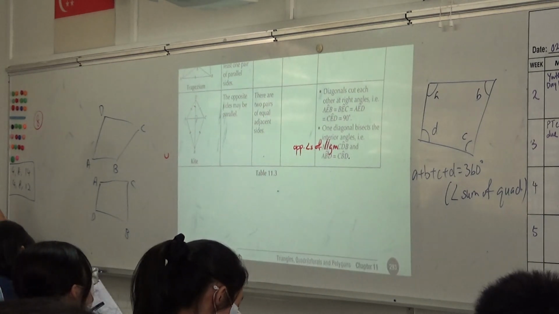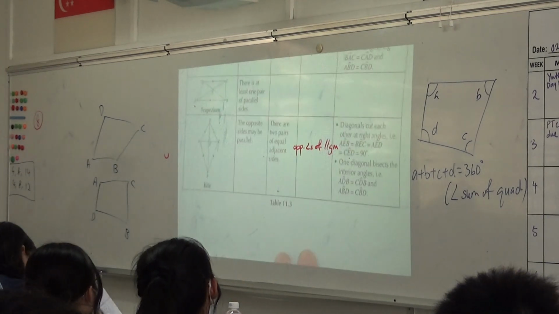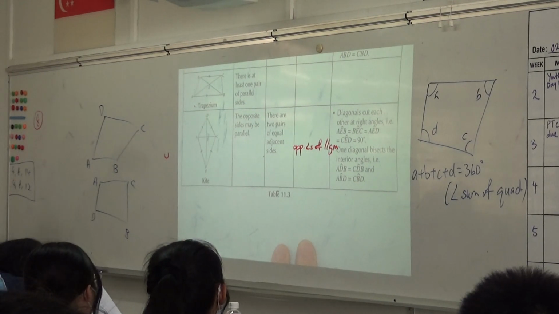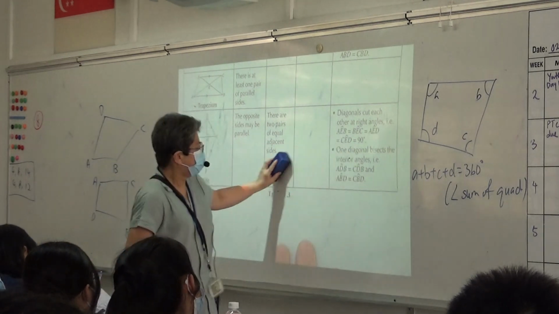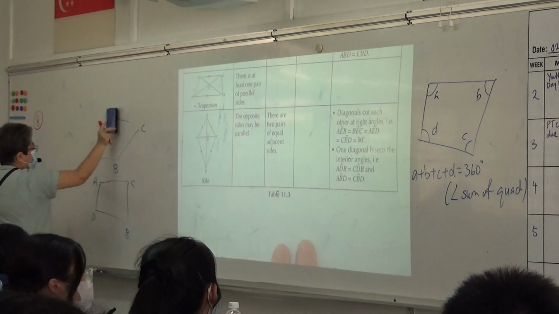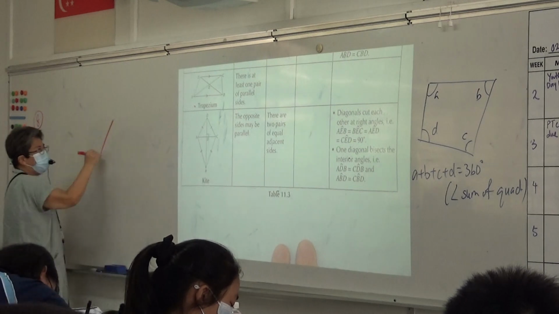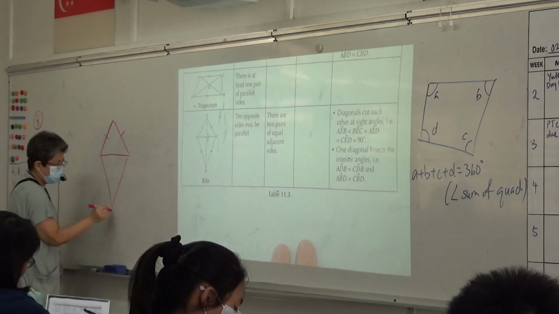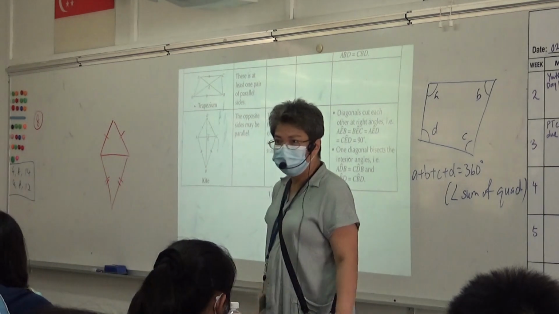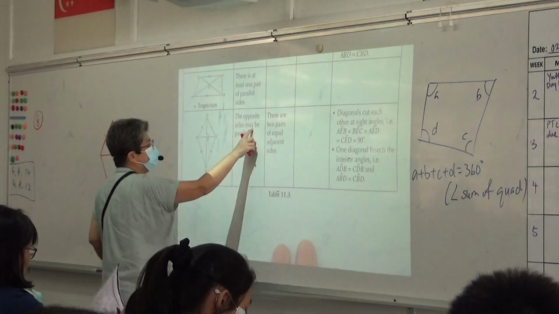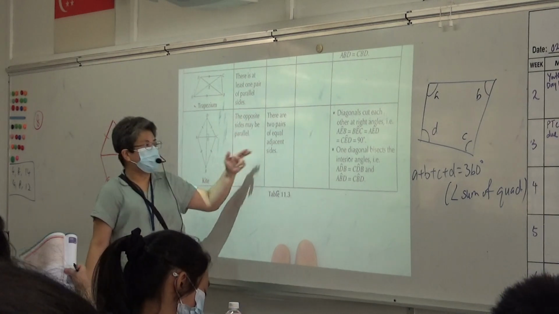It's called a kite. Now, all of you look. Wait, I freeze this so that it won't fly away. So, what do you mean by a kite? I know it looks like a kite, but some people who never flew a kite before don't know one. Now, a kite is made up of two isosceles triangles. The opposite sides may be parallel, but need not be. There are two pairs of equal adjacent sides.